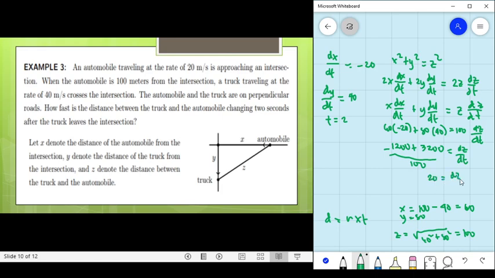So therefore, we can say that the distance between the automobile and the truck is increasing at a rate of 20 meters per second. Okay? So, that's all.